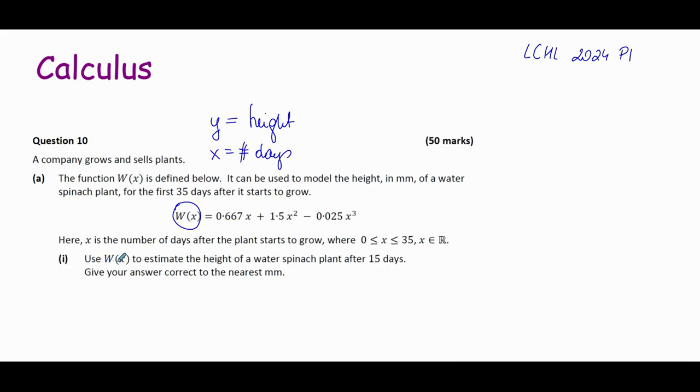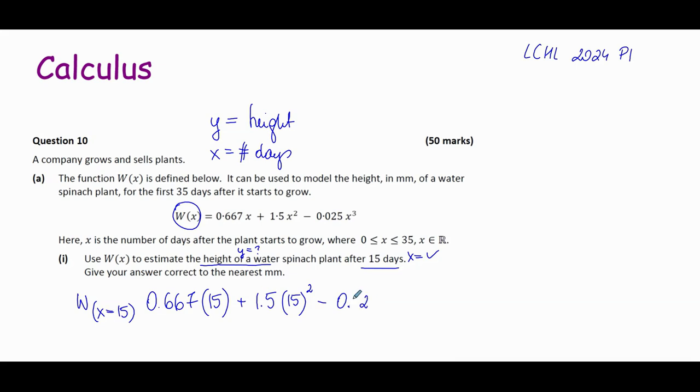Use W, so use the function to estimate the height of the water spinach plant after 15 days. So that means find Y when X is 15. They give you the value of X. That is very easy when they give you the value of X and want you to find Y, because all we have to do is replace X with whatever value they give us. In this case, 15.